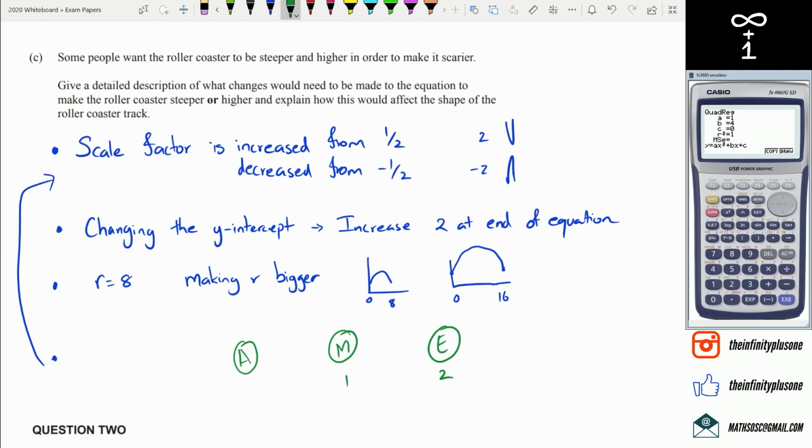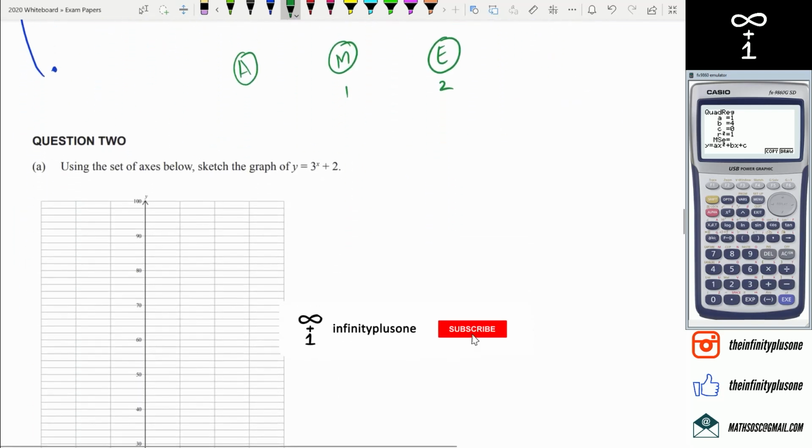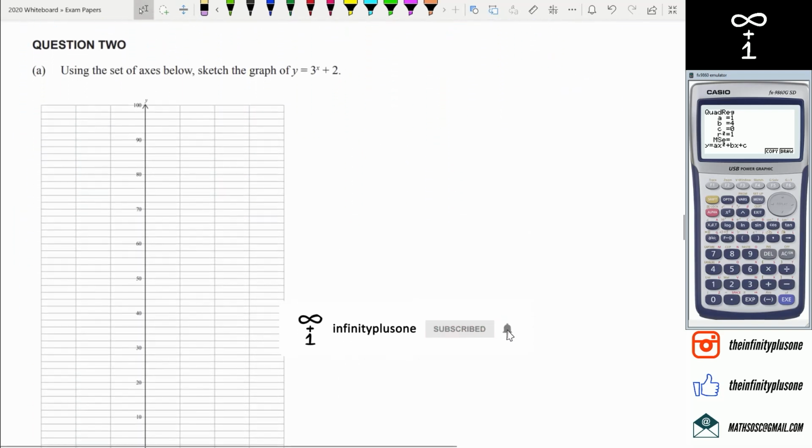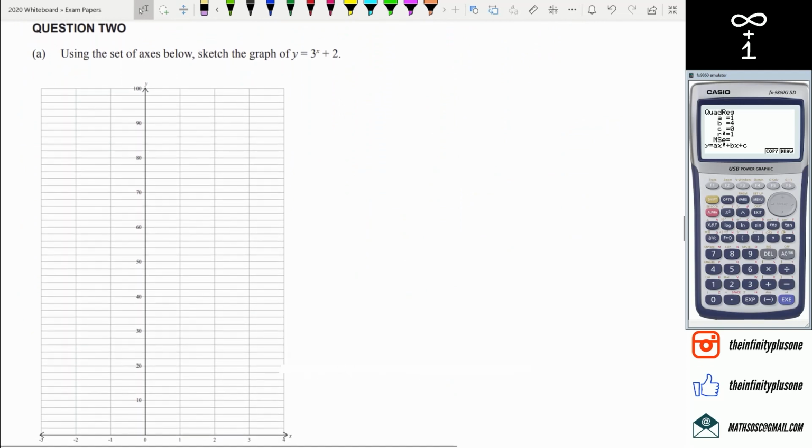All right, in saying that, we are going to go through question 2. Okay, so question 2, they basically just ask, sketch the graph of 3^x + 2. What I would say is you can just create a quick little table on the side here and get some values out.